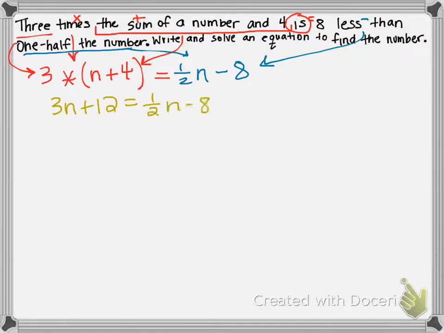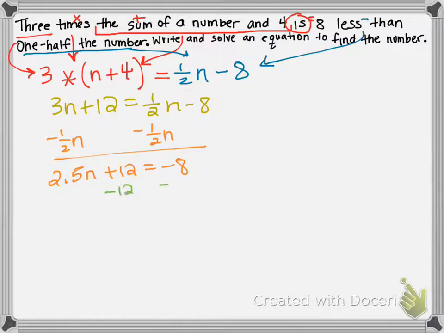So I do have to distribute: 3n plus 12 equals 1/2 n minus 8. Move all my variables to one side, so I subtracted 1/2 n. I could have continued working with fractions, but I thought 3 minus 1/2, well, it's going to be 2.5. So I switched over to decimal. Whatever you feel more comfortable with is fine with me. So 2.5n plus 12 equals -8.